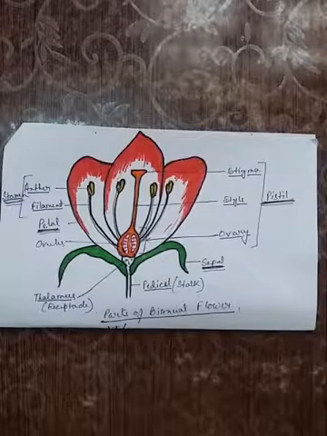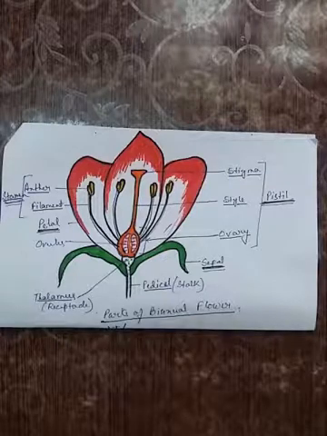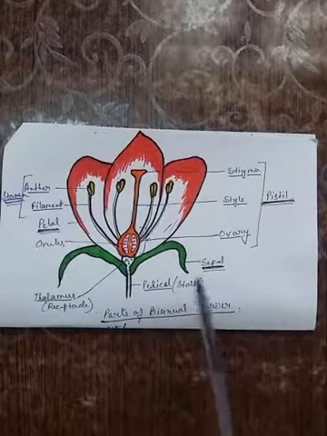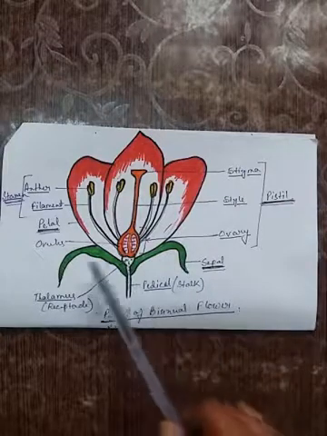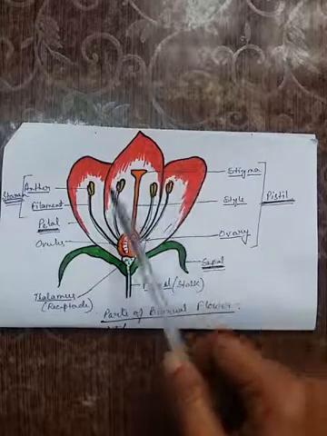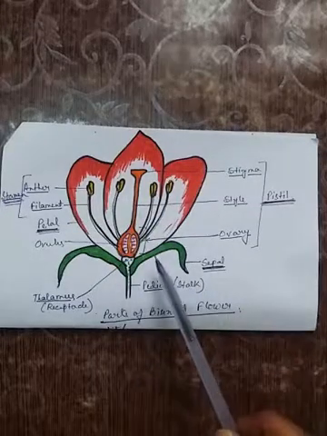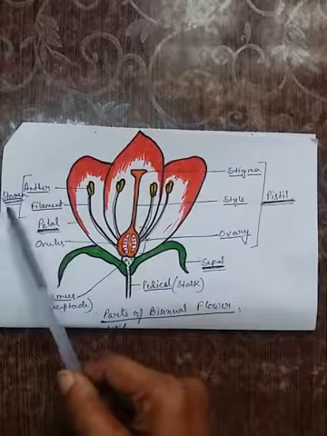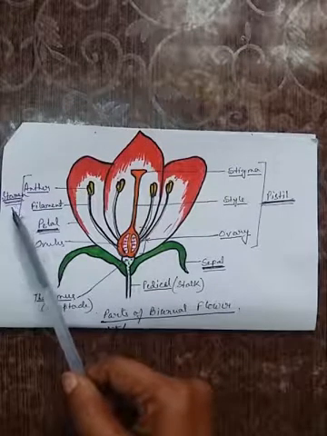Here I have drawn a complete flower, or the bisexual flower. I am showing you the parts. First whorl is the sepal, you know, the green color. Second whorl is the petal, the colorful part, that is called the petal. And the third whorl is the male reproductive part, what I told you, the stamen or the male reproductive part.